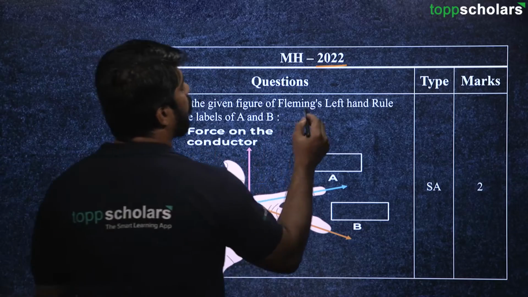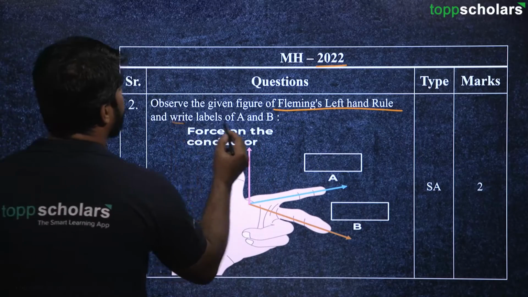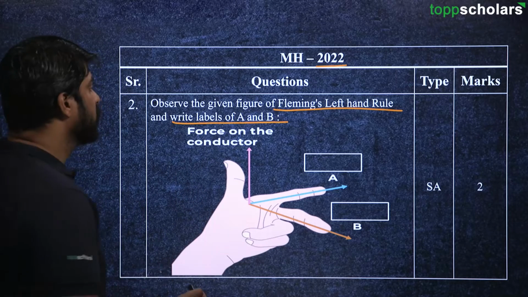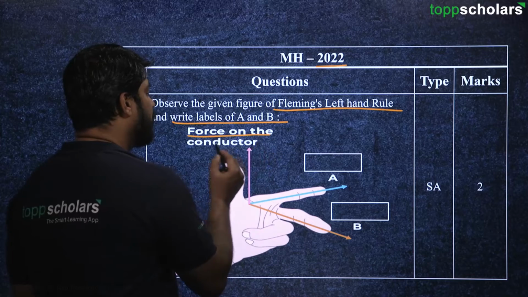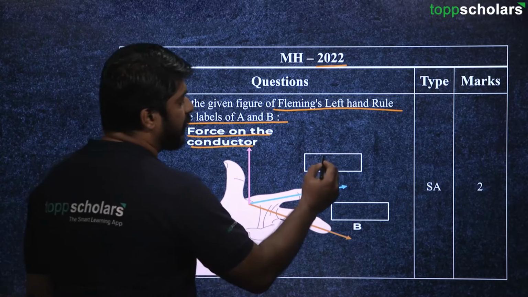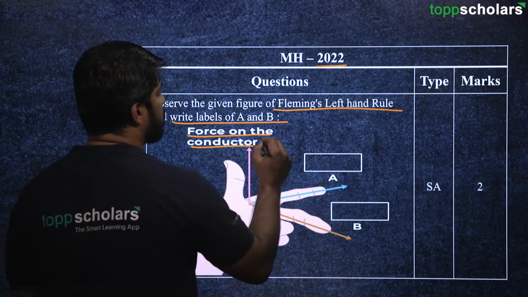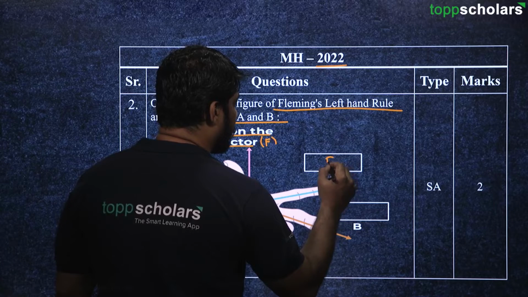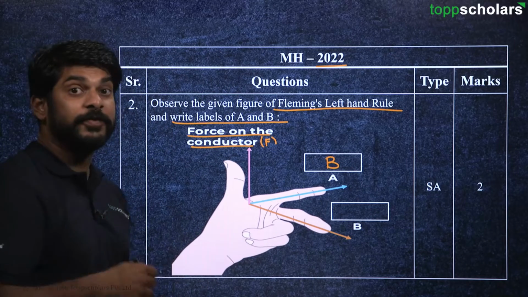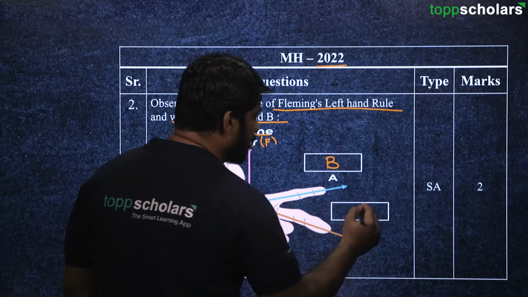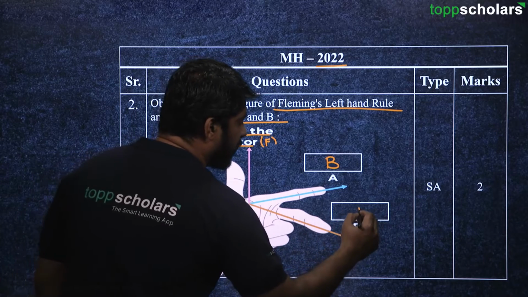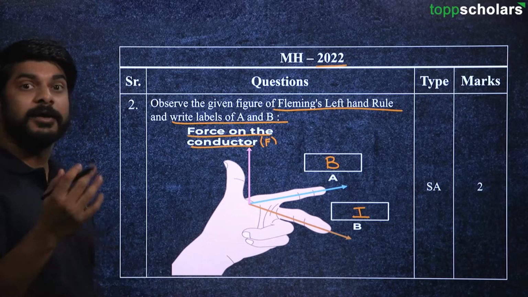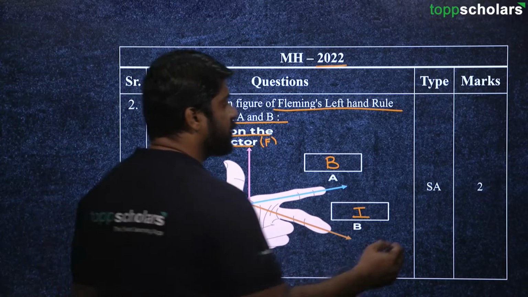Moving on to the year 2022. Observe the given figure of Fleming's left-hand rule and write labels of A and B. So here, this is Fleming's left-hand rule. The thumb indicates force on the conductor, then what do A and B indicate? Here, this is force F. This finger, as we know, indicates the magnetic field B. Magnetic field is generally indicated by the symbol B, and this middle finger indicates current, that is I. So this is a very, very simple question.